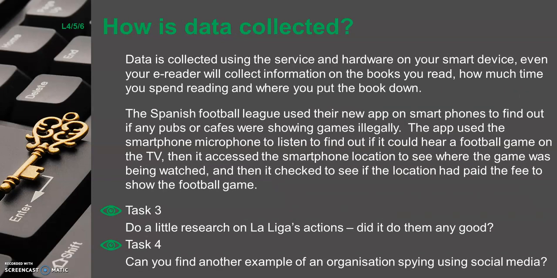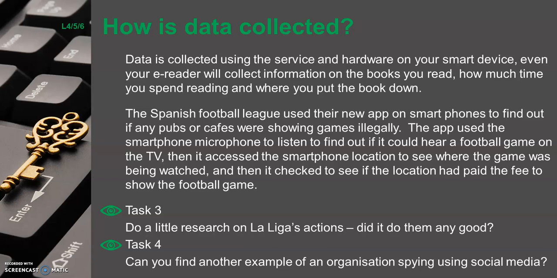So how is data collected? Data is collected using the service and hardware on your smart device. Even your e-reader will collect information on the books you read, how much time you spend reading, and where you put the book down. The Spanish Football League used their new app on smartphones to find out if any pubs or cafes were showing games illegally. The app used the smartphone microphone to listen to find out if it could hear a football game on the TV. Then it accessed the smartphone location to see where the game was being watched, and then it checked to see if the location had paid the fee to show the football game.